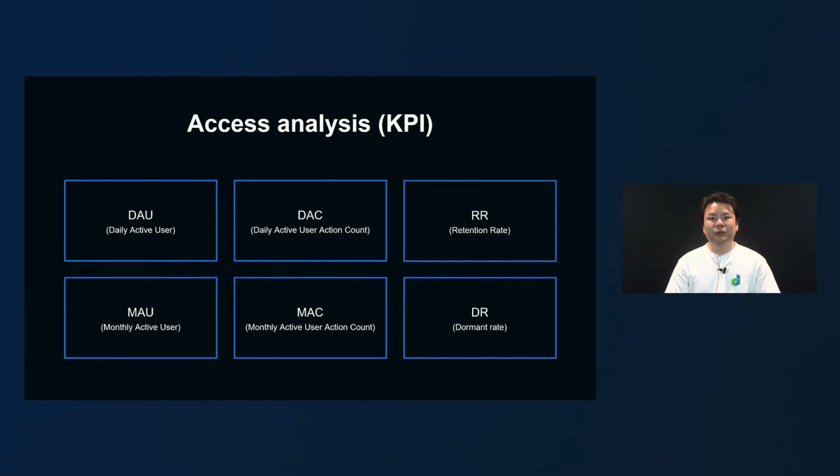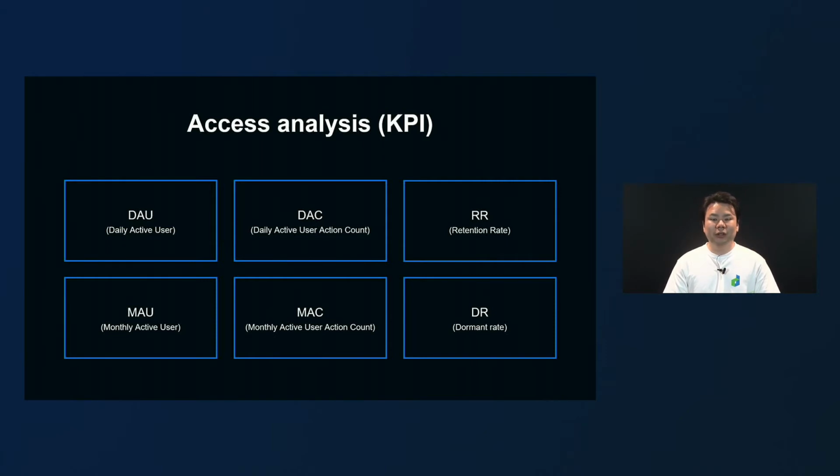DAU stands for Daily Active Users, which indicates the unique user scale by day. MAU stands for Monthly Active Users, which indicates the unique user scale by month. DAC stands for Daily Active User Count, which indicates the daily usage by users. In other words, you can tell how many users use the service on a daily basis. MAC stands for Monthly Active User Count, which is DAC by month.